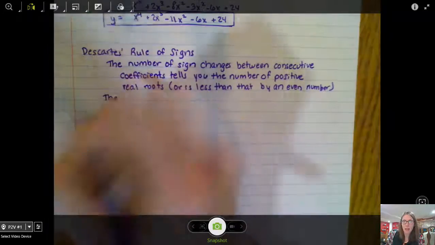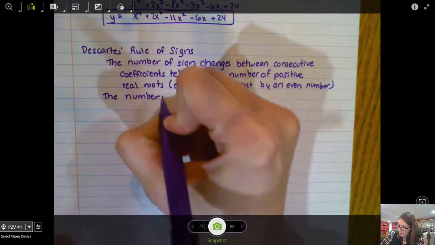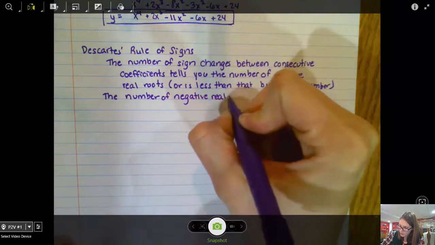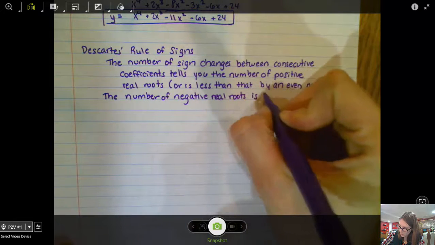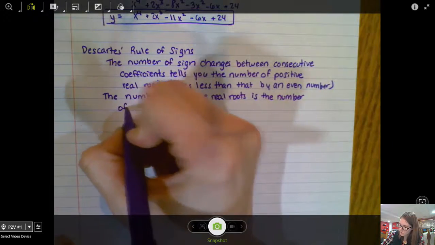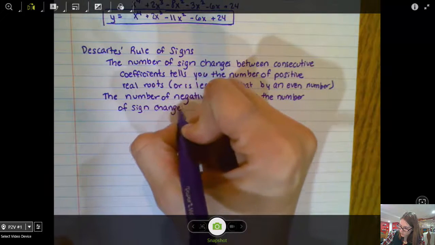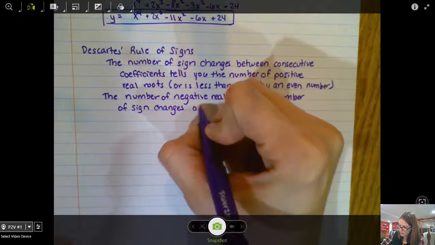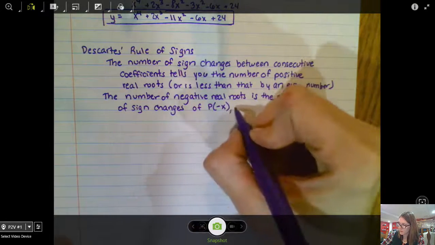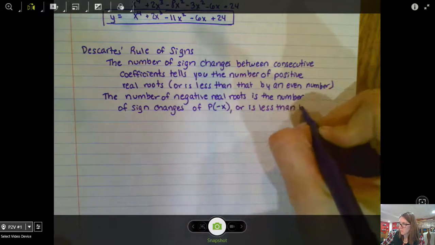The second piece of Descartes' rule of signs says the number of negative real roots is the number of sign changes when we have p of negative x, or is less than that by an even number.